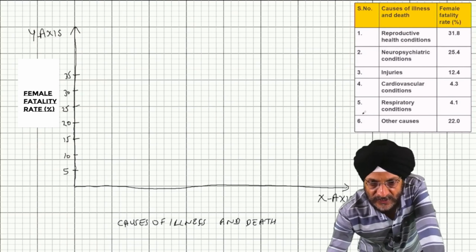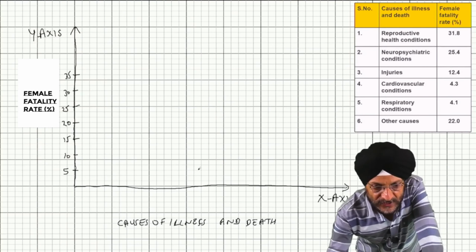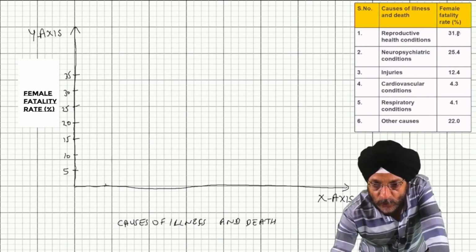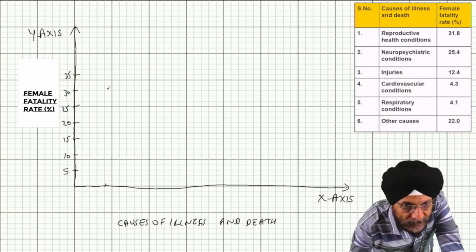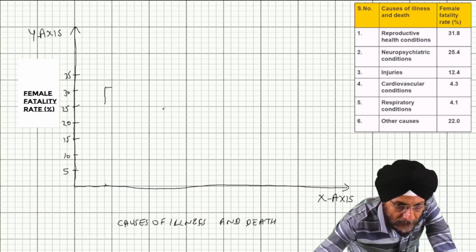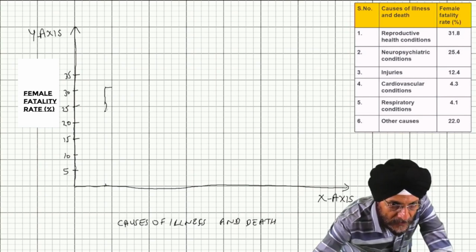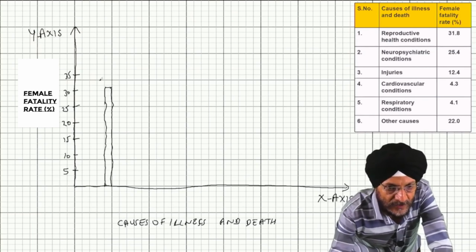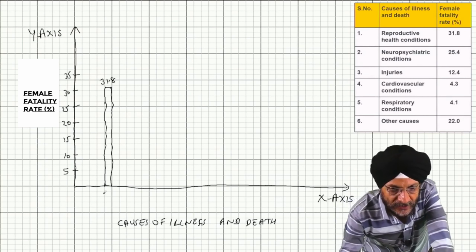So now, what is the first? First is reproductive health conditions. We will take here reproductive health conditions up to 31.8. You are to draw the line straight in the examination. This is 31.8 and this is reproductive health conditions.